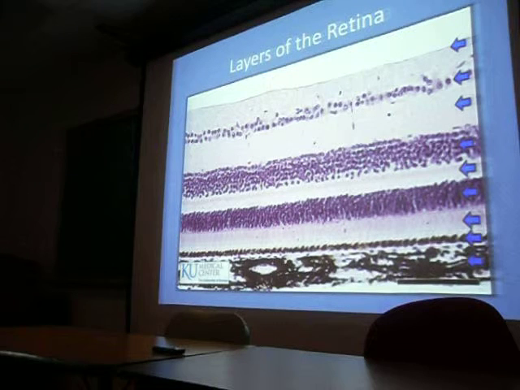Some animals who live by night, though, they do have a reflective membrane there, and that increases their chances of actually getting that photon to fire off, and so they see better at night that way.